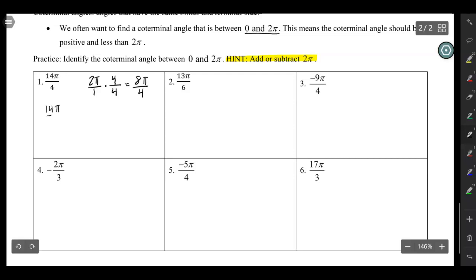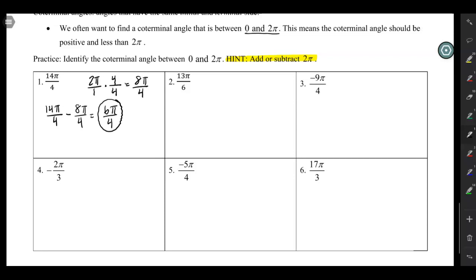And the way I'm going to do that is I am just going to start adding or subtracting 2 pi. Now here I'm going to subtract because 14 pi over 4 is bigger than 8 pi over 4. So I'm going to subtract 2 pi. And we just decided that 2 pi is the same as 8 pi over 4, so let's subtract 8 pi over 4. Then we have 14 pi minus 8 pi, which turns into 6 pi. So you're just subtracting the numbers in front, and my denominator stays the same. Now, 6 pi over 4 is still positive, so it's bigger than 0, and it's also smaller than 8 pi over 4, which means that 6 pi over 4 is a coterminal angle that's between 0 and 2 pi.